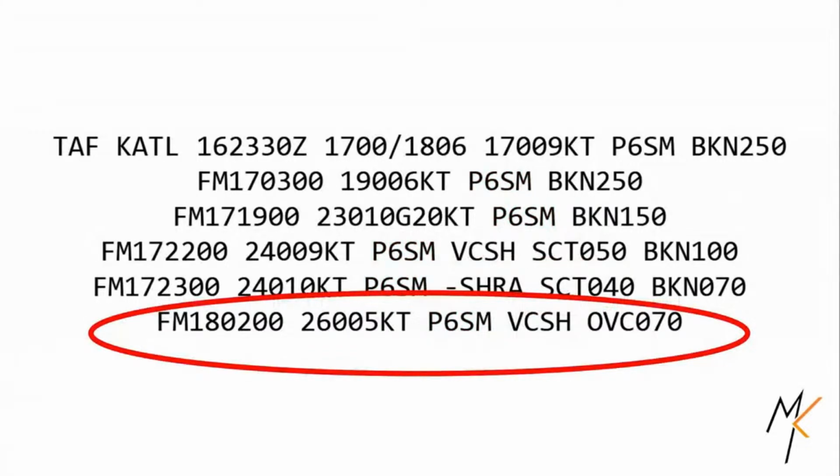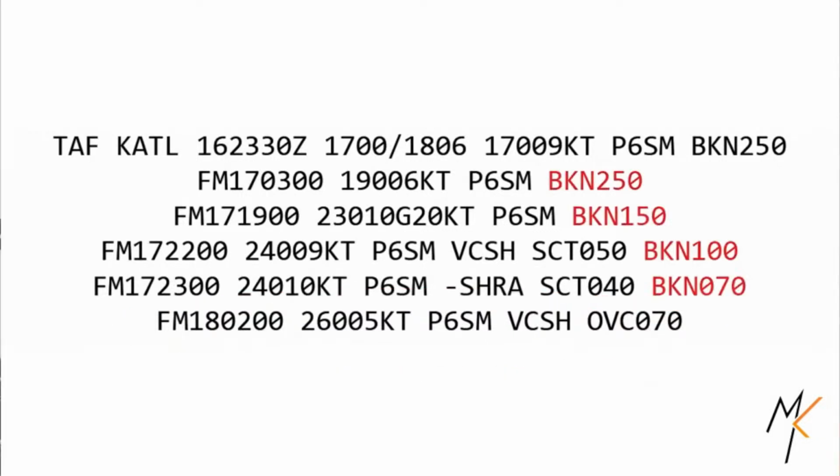Now, having been told all this information, can you decode the bottom line here on this TAF? If you want to try it, feel free to go ahead and pause the video for a second. But if you've already figured it out, or you just want me to tell you the answer, from the 18th day of the month at 0200 Zulu, we have winds of 260 at 5 knots, visibility is plus 6 statute miles, with showers in the vicinity, and overcast at 7,000 feet.